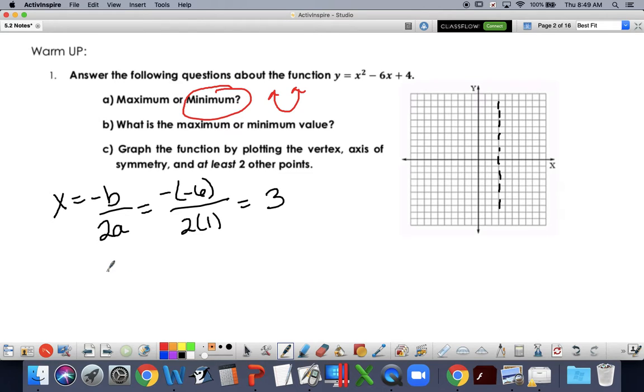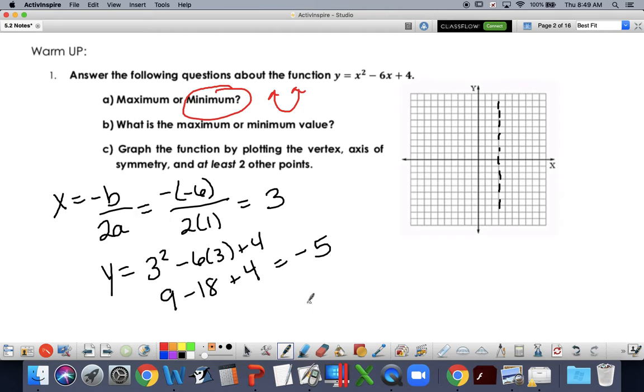So in order to figure out what that vertex point is, I'm going to plug 3 in. So 3 squared minus 6 times 3 plus 4. I get out negative 5. So my coordinate point is at (3, negative 5). Let's make sure. Yep, there we are.